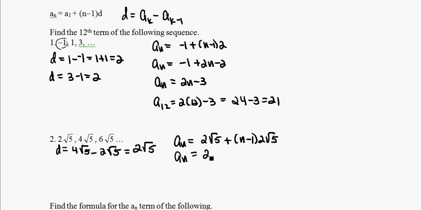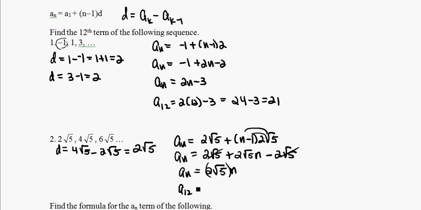And let's simplify this. So I get 2 radical 5 plus, I'm going to distribute that 2 radical 5. So it's 2 radical 5 n minus 2 radical 5. These two radical 5s cancel out. So I get a sub n is equal to 2 radical 5 times n, where the n is not inside the radical. So therefore, if I want to know the 12th term, it's 2 radical 5 times 12. Since there's no radical here, the radical 5 just goes along for the ride, and you can multiply the two numbers on the outside and you get 24.